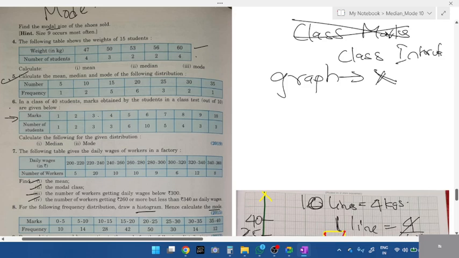If one value is given, we call it as mark. But do we need graph here? Have they asked us to find graph? No, graph is not required.